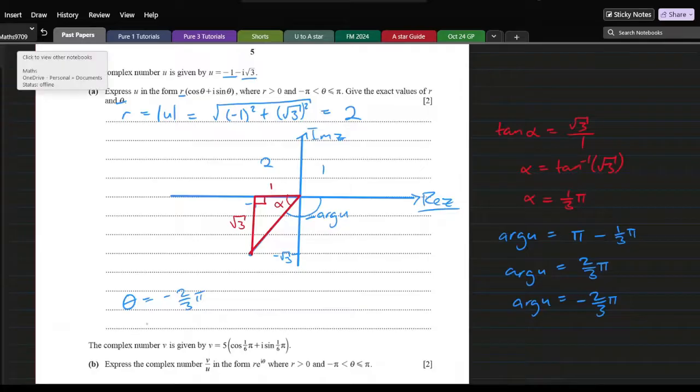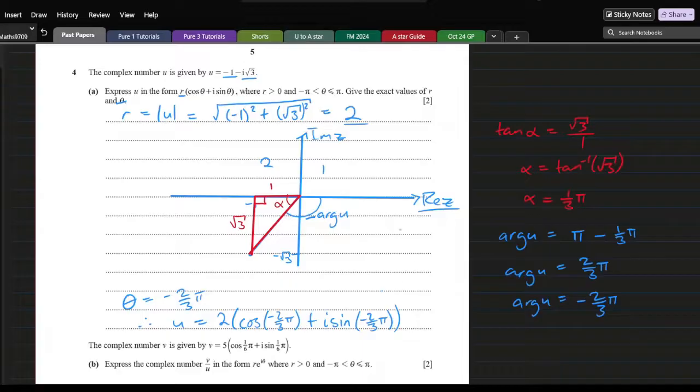So we can conclude that u is equal to r, which is 2, cos of our angle, negative 2/3 pi, plus i sine of theta, which is negative 2/3 pi. And we have expressed our complex number in polar form.